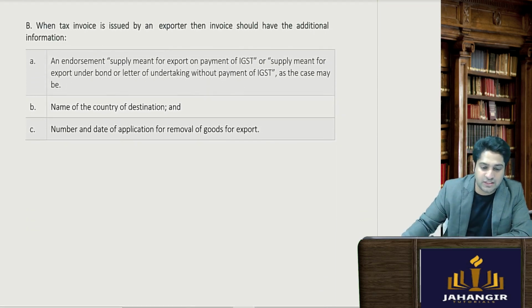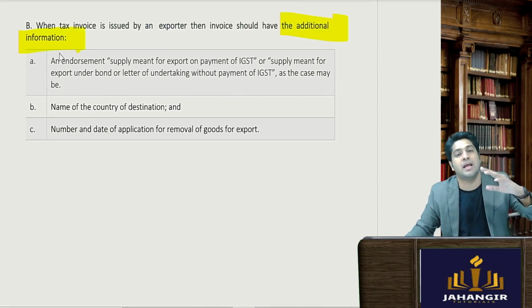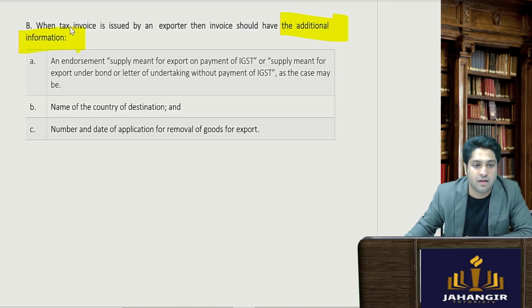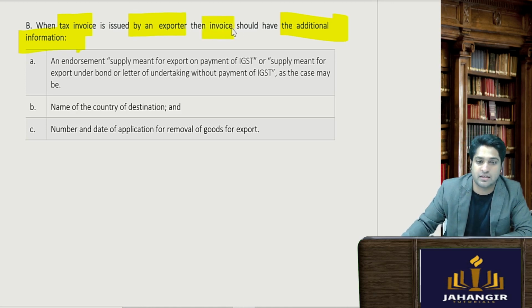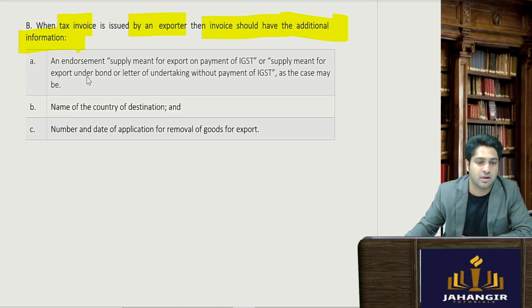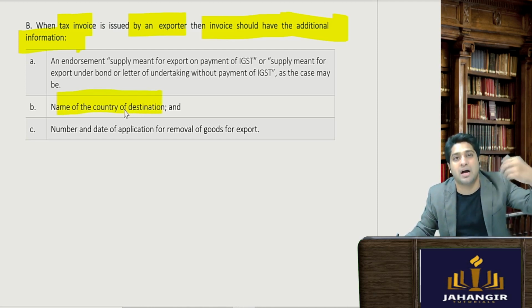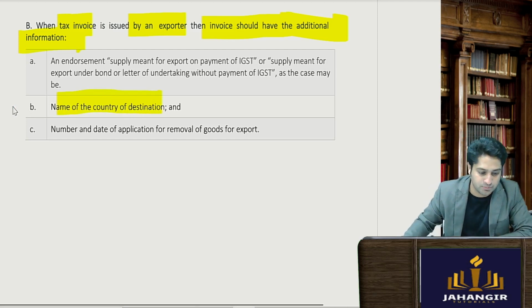Then additional information is to be given when the goods are going to be exported. When a tax invoice is issued by an exporter, then the invoice should have, common sense, if there is an exporter, what do you think additional information should be there? The name of the destination country, where you are sending, where you are exporting to, that should be mentioned in the invoice.